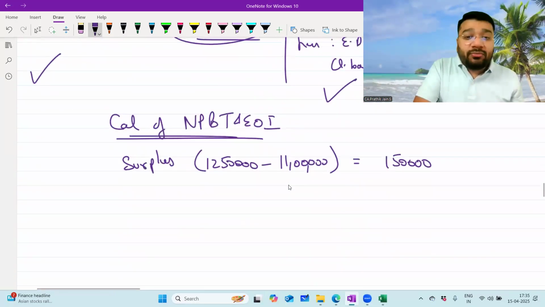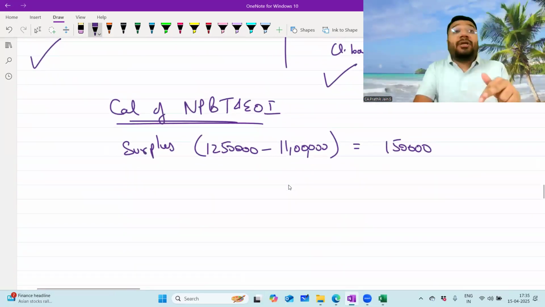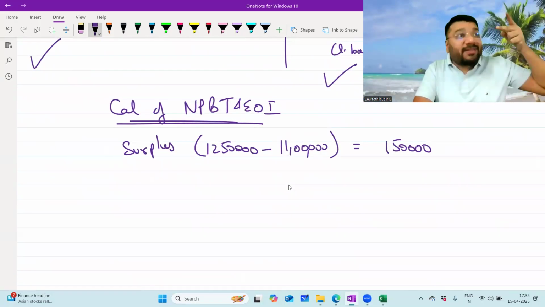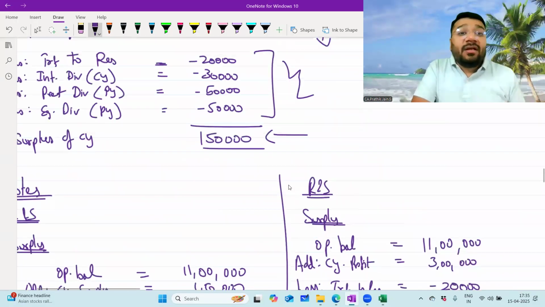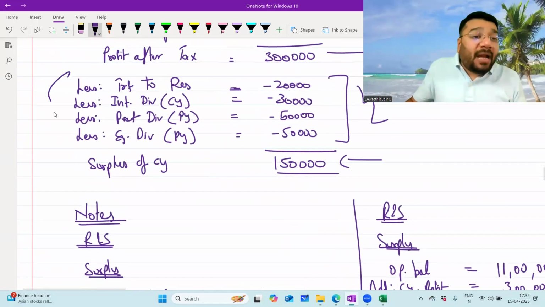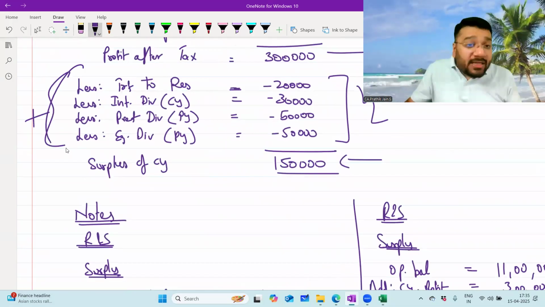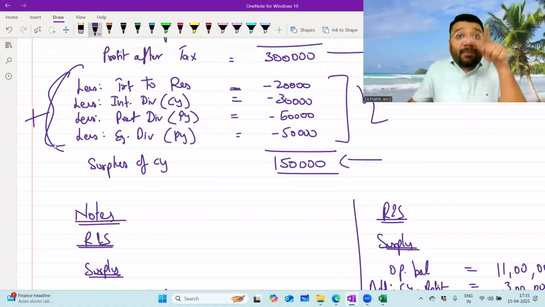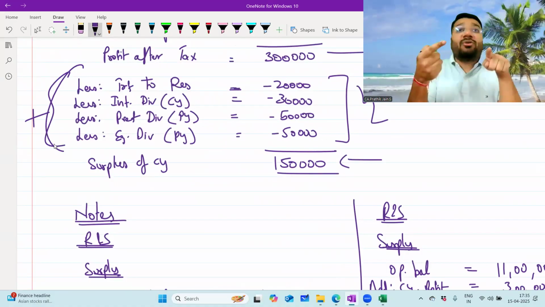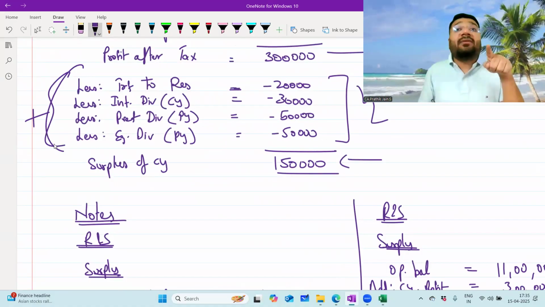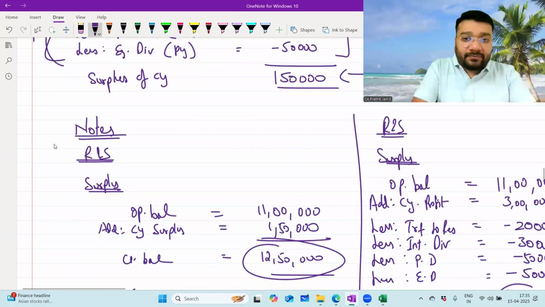Now what am I supposed to do? This 150 is coming after appropriation, which means whatever appropriation you have done, you have to reverse it. Cancel it. How do I do the appropriation? By subtracting all the items. To cancel the subtraction, what am I supposed to do? Add back. If it is a subtract item, to cancel I give an addition. If it is an add item, to cancel I give a subtraction.